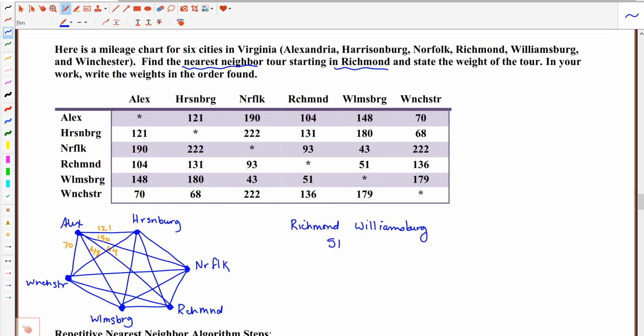Alright, so now I'm just going to realign myself. I'm over here in Williamsburg. Let's find Williamsburg's nearest neighbor. Looking across all of these weights, it looks like 43 is the lowest. That's in Norfolk. I haven't been there yet, so we'll go there. So I'm going to record the weight, and now I'm in Norfolk.